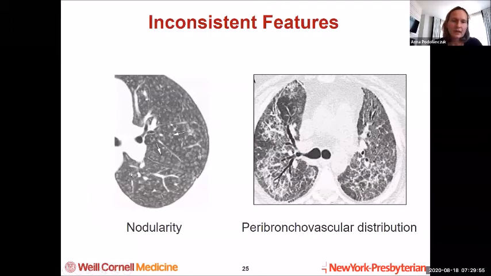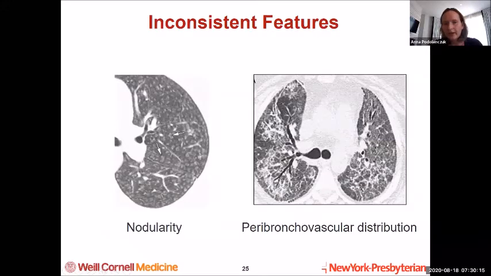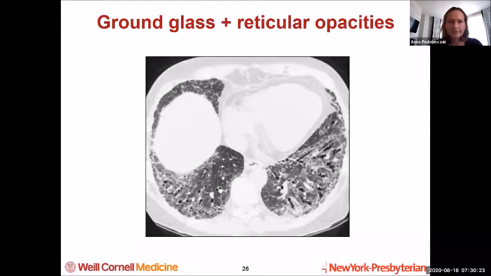Here are examples of features that are inconsistent with UIP. So here's an example of centrilobular nodules. This is a nice example of something you might see in HP or in respiratory bronchiolitis, but there are extensive centrilobular nodules. There's actually not a lot of fibrosis. Here's an example of a peribronchovascular distribution of fibrosis. So you see there's some subpleural sparing here, and the fibrosis is primarily around the airways. So that's also inconsistent with UIP.